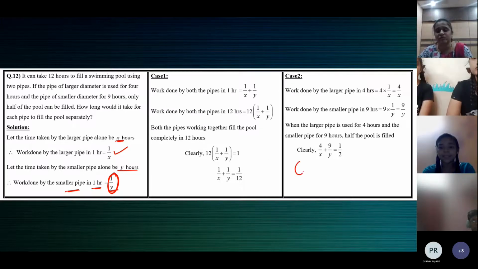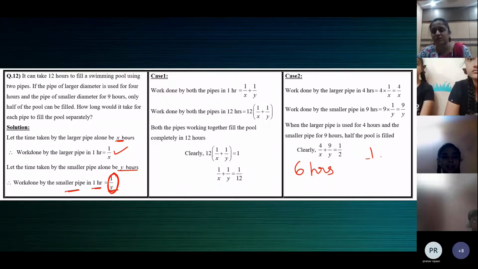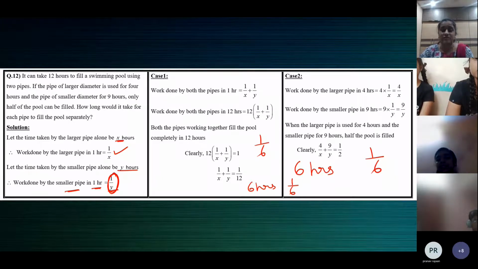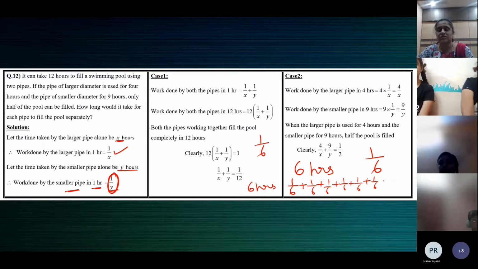So like if you can finish a piece of work in 6 hours, that means every hour you complete 1/6 of the work. If you are able to complete a task in 6 hours, then every hour you complete 1/6 of the work. 1/6 is the fraction of the work completed by you every hour. So first hour, second hour, third hour, fourth hour, fifth hour, and the final hour, sixth hour. So like this, 6/6, and the whole work is done.